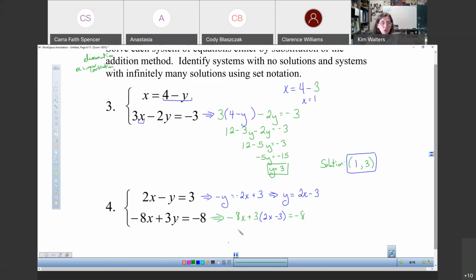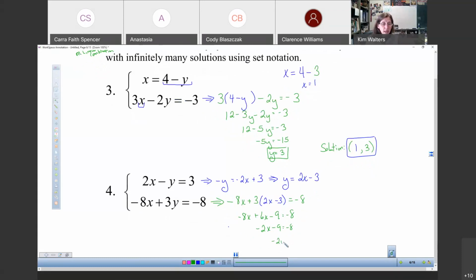So now as I clean this up, I have negative 8x plus 6x minus 9 is equal to negative 8. This is going to be negative 2x minus 9 is equal to negative 8. And this is going to be negative 2x is equal to 1. And x is going to be equal to negative 1/2. Again, I found a value for x, and so my solution has the first component of negative 1/2, and we can find the second component.